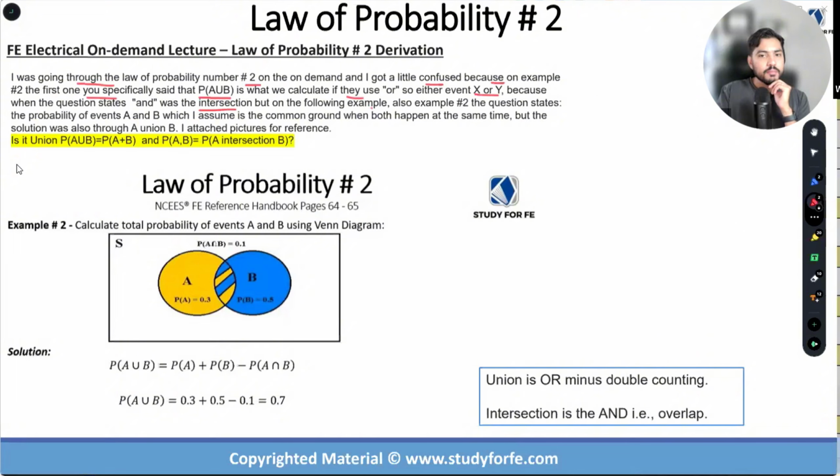But the following example, also example number 2 of the question states the probability of the event A and B, which I assume is the common ground between both happening at the same time. But is it union? P A union B is equal to P A plus B, and P A comma B is P A intersection B. Okay. So it can be tricky.